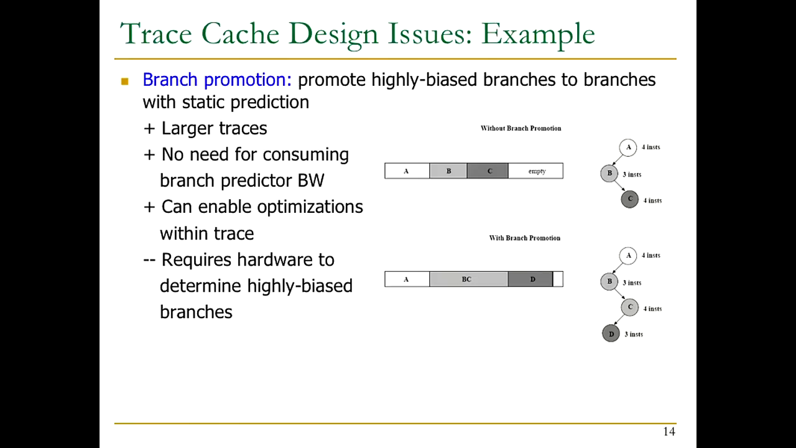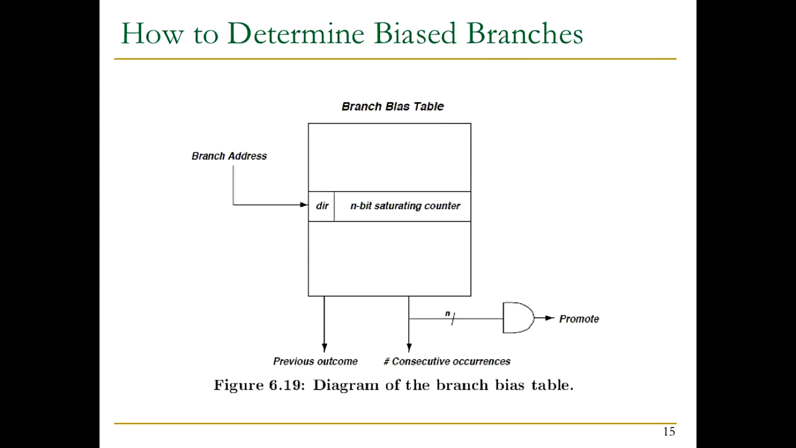And now you can also enable optimizations within a trace. So this BC, because you're assuming that this branch is statically predicted, you can actually do a lot of code optimization within this. Actually, we're going to do more. We're going to be more aggressive in a little bit. Of course, the downside is now you need to figure out how to determine highly biased branches. I told you yesterday that it's not hard. And this is one circuitry that determines highly biased branches.